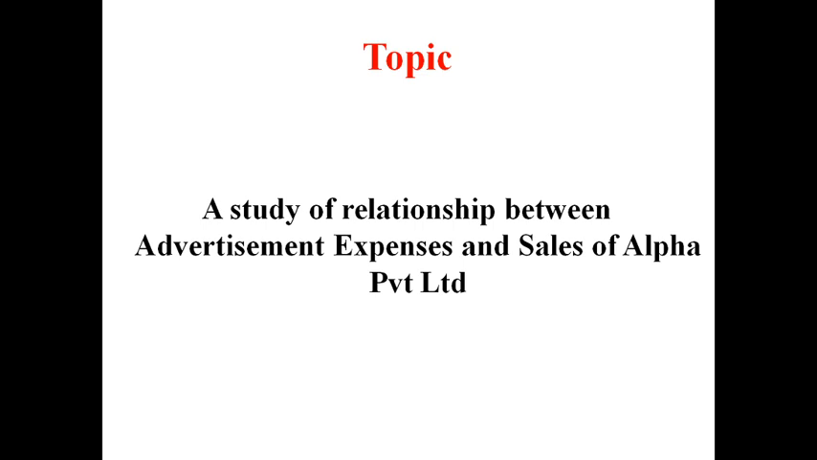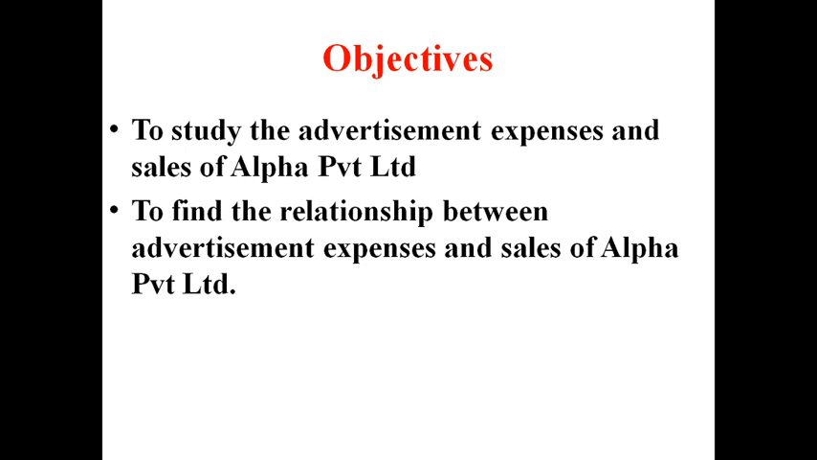Now we will consider one topic for this correlation analysis, and our topic is a study of the relationship between advertisement expenses and sales of Alpha Private Limited. So this is our topic. On the basis of this topic, we have defined two objectives. The first one is to study the advertisement expenses and sales of Alpha Private Limited, and second, to find the relationship between advertisement expenses and sales of Alpha Private Limited.